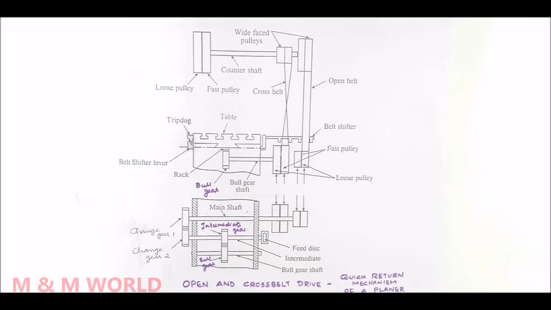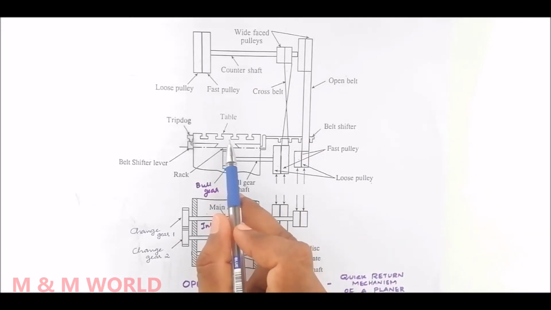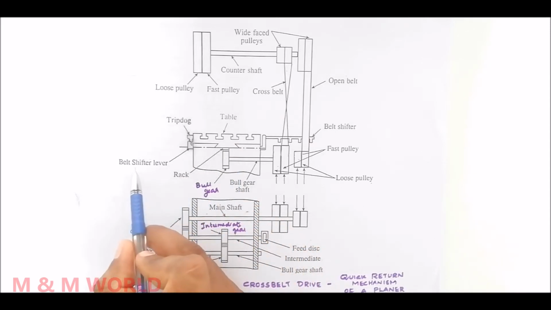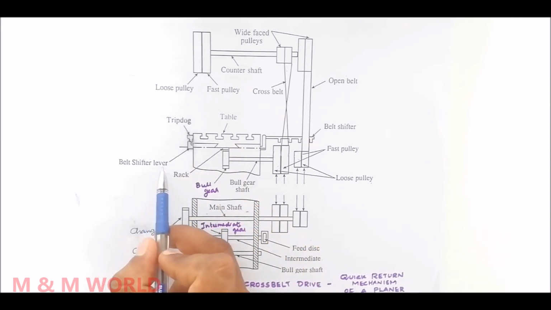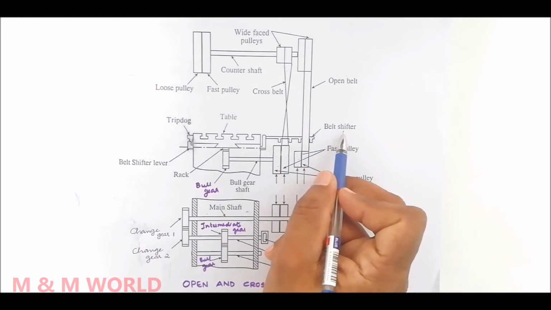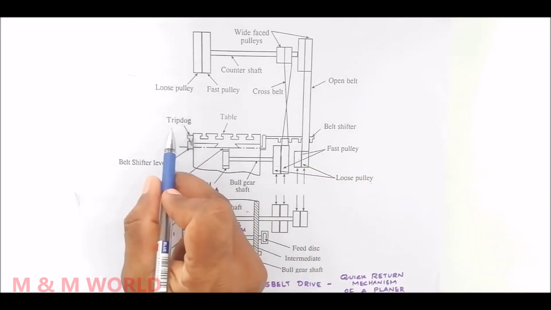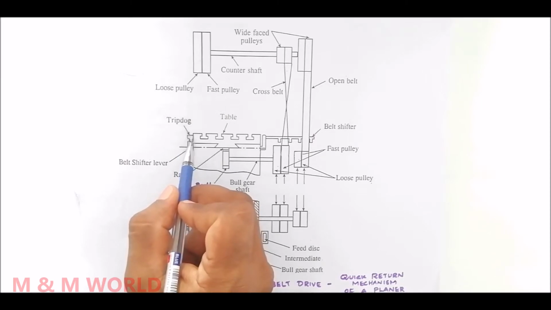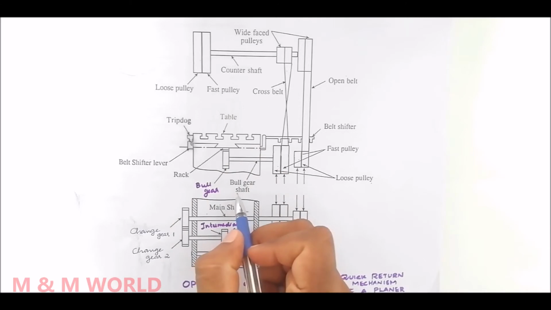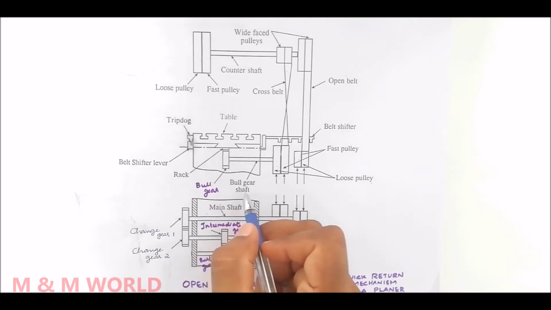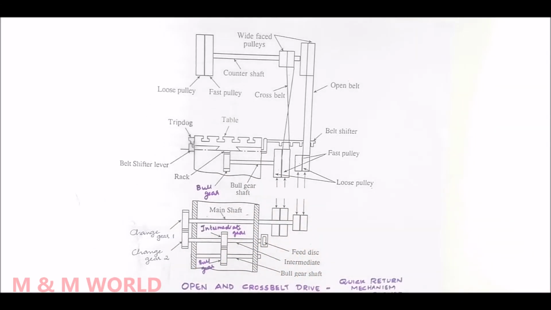Then we have a table. Then we have a belt shifter lever and a belt shifter. Then we have a trip dog at the end of the table, so on both sides we have a trip dog. Then we have a bull gear and a bull gear shaft.